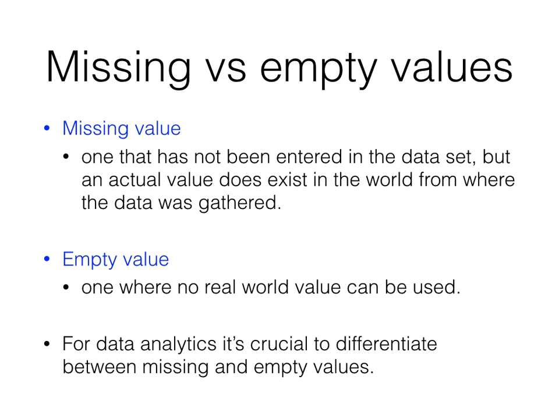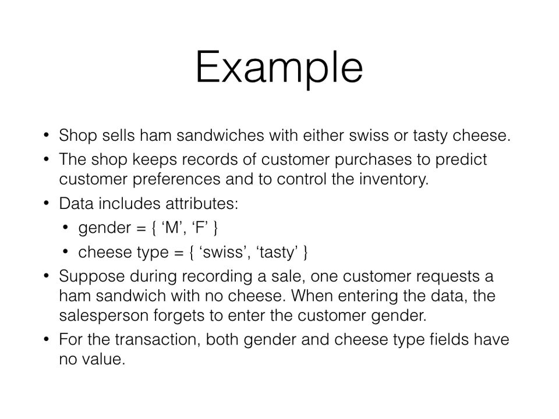Let's look at an example. Our example is a sandwich shop that sells ham sandwiches. So we're not catering to vegetarians, but it's a ham sandwich store. And we're going to sell sandwiches that either have Swiss cheese or tasty cheese.